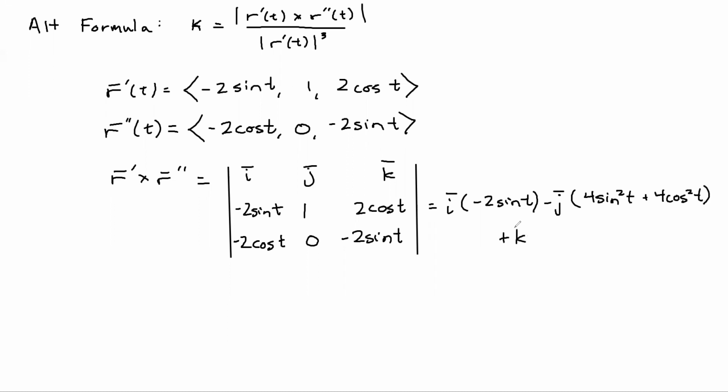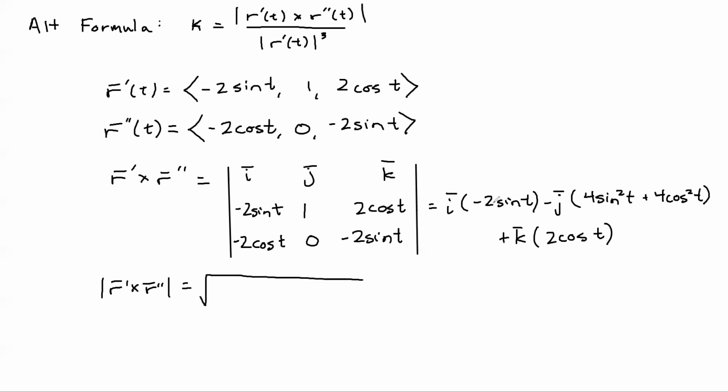And then plus k times 0 minus -2 cosine t. So we're going to have +2 cosine t. Okay. And then we need the length of r prime cross r double prime. So that's going to be the length of that vector. And what are we going to get for that?